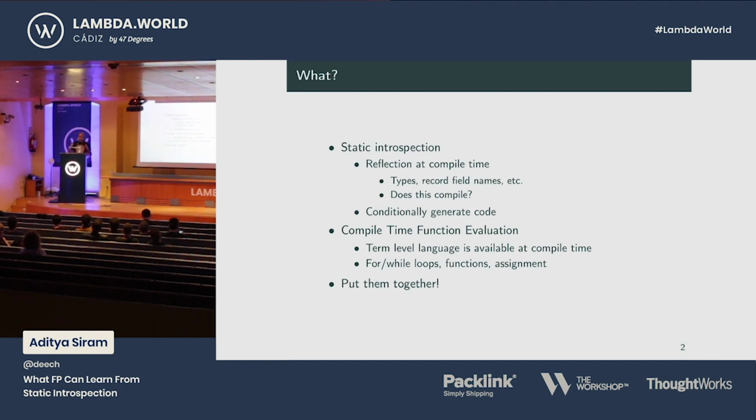The second big arm of this is what's called compile time function evaluation. That means that you have some term level language that's available to you, like the normal languages that you use to get everyday stuff done, and there is a subset of that available at compile time. So all of your for loops, your while loops, your functions, your assignments, things like that are available at the compile time level. And when you put that together, that means that you can use those constructs to query your compile time environment and ask those questions: what is the type of this thing? Does this thing compile? And conditionally generate your code.